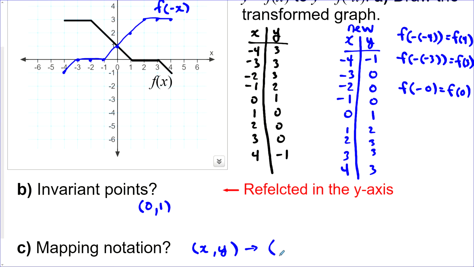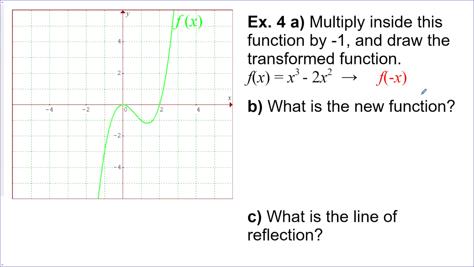This time we're changing the x values. So they're all flipped, and the y's stay the same. That's why the y's are all lined up still. We want to multiply inside this function by -1, or in other words, reflect it in the y-axis. Okay, so this point is going nowhere. This will be our invariant point. This point here will be reflected around and show up here.